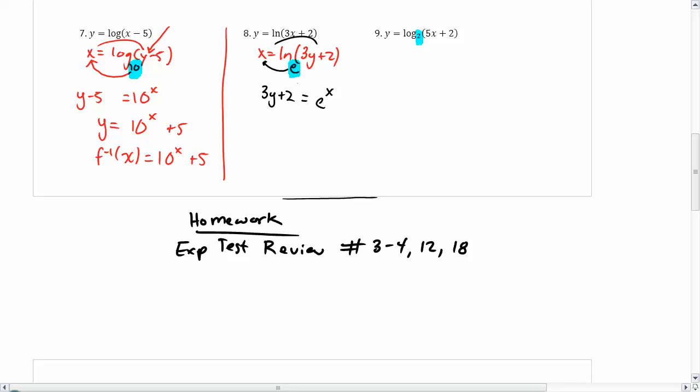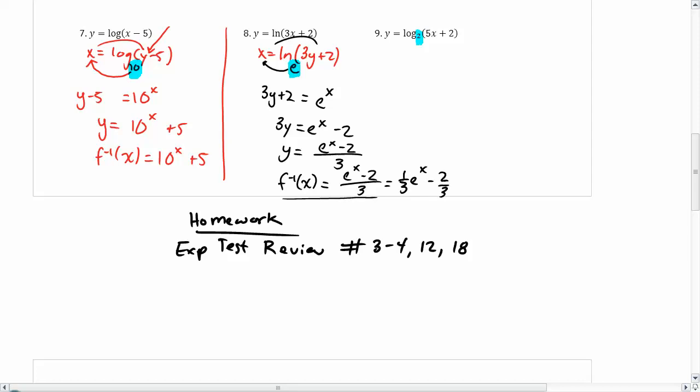Solve for y, so subtract 2 from both sides. We have 3y equals e to the x minus 2. Divide by 3, so we have e to the x minus 2 over 3. Okay, so rewrite: f inverse of x equals e to the x minus 2, all over 3. You could also rewrite that as 1/3 e to the x minus 2/3 if you wanted to.